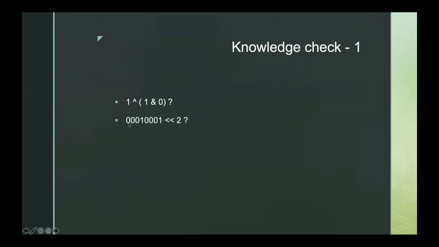What should be the output of this? In this, the binary number is being shifted towards the left by 2 bits. Okay, so let me just solve this for you.